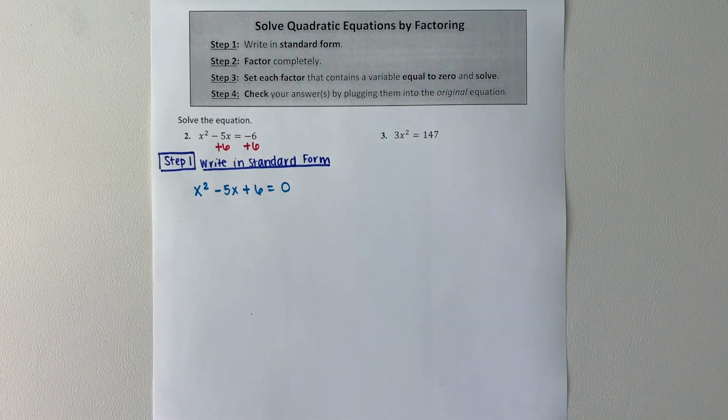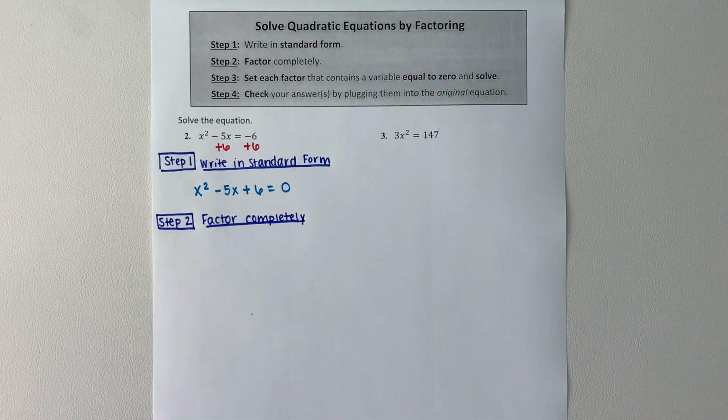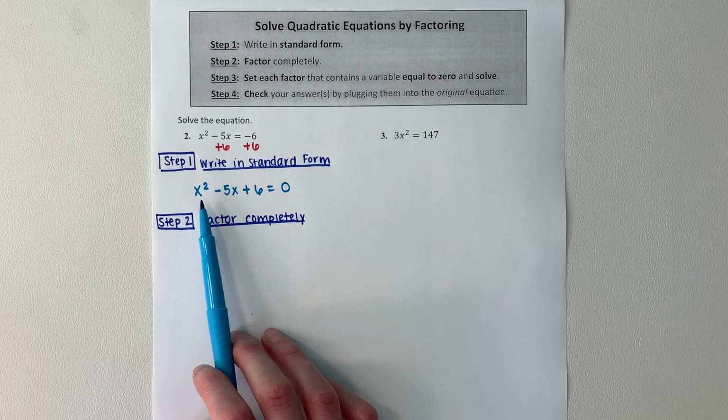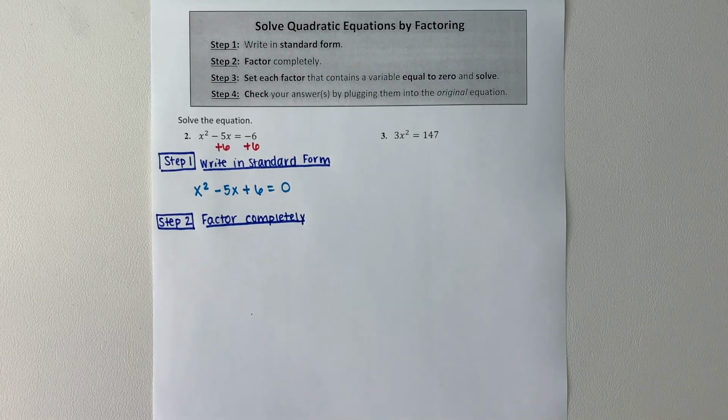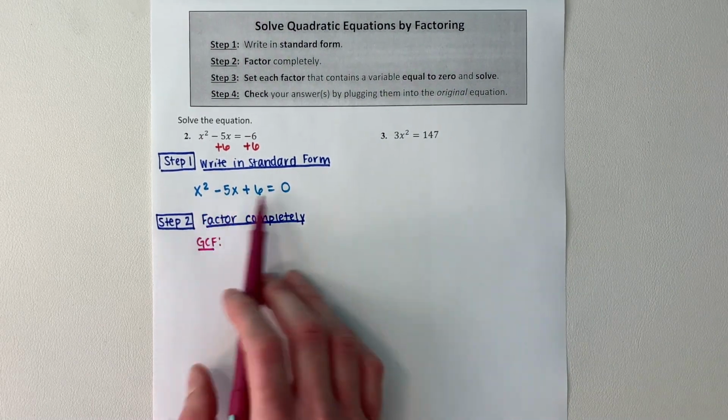Let's move on to step 2. For step 2, we're going to factor completely. Notice here that this is a trinomial. We call it a trinomial because it has 3 terms. In my chapter 4.5 video, we learned how to factor trinomials. The first step in any factoring problem is always to check for a greatest common factor. This particular equation has no greatest common factor.